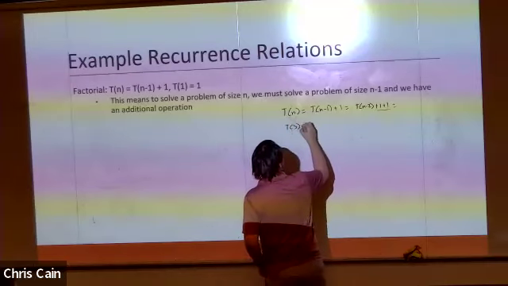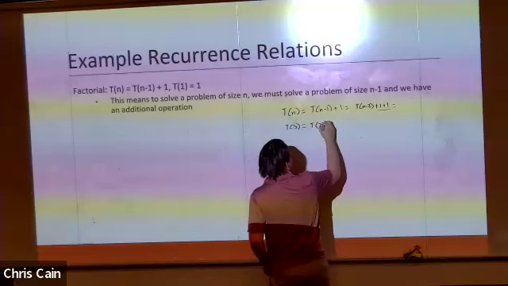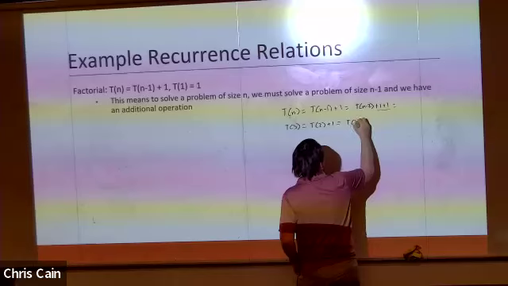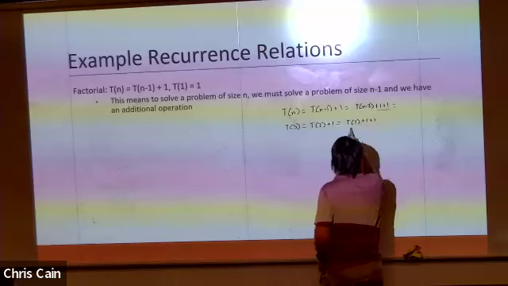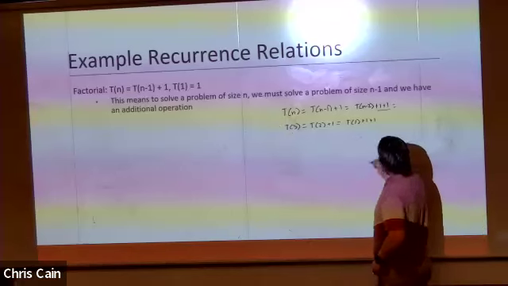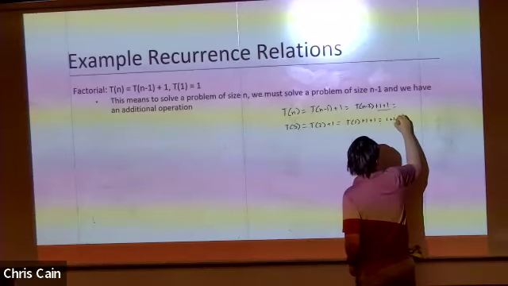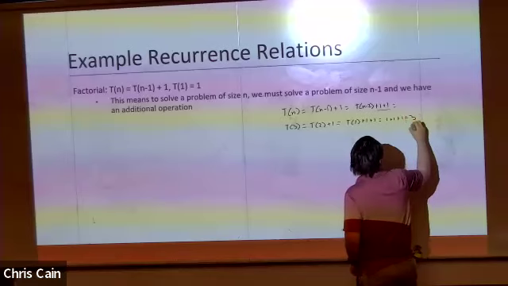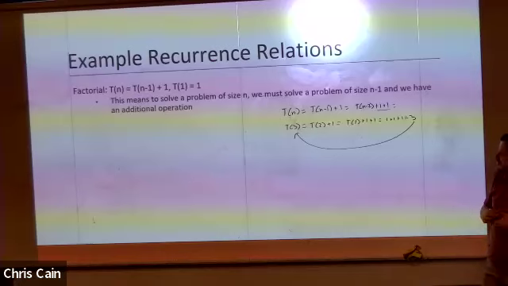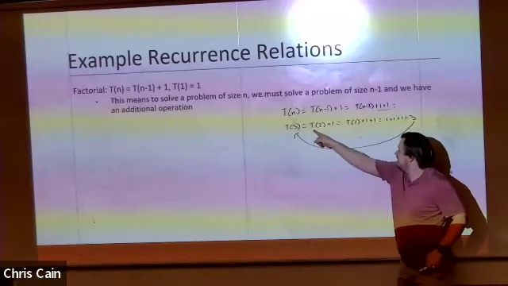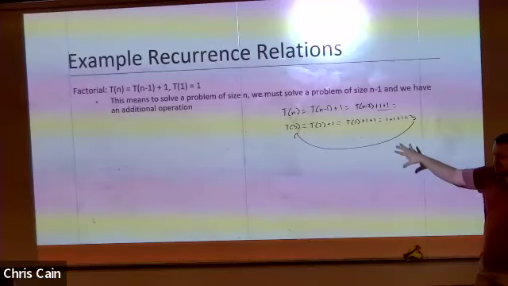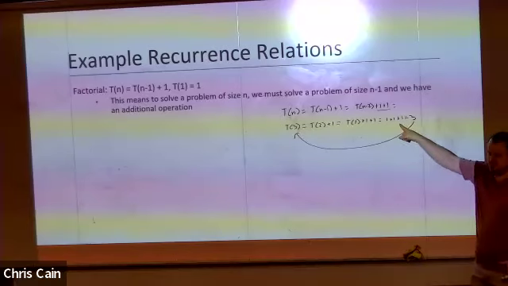T of 3 equals T of 2 plus 1, which is equal to T of 1 plus 1 plus 1, and we can now make a direct substitution because we know T of 1 is 1. So now this becomes 1 plus 1 plus 1, which is 3, which was the n that we originally plugged in here. And you can see that no matter what we plug in here, when we unfurl this, we're going to have exactly n ones. We do this for T of 4, we're going to end up with 1 plus 1 plus 1 plus 1.